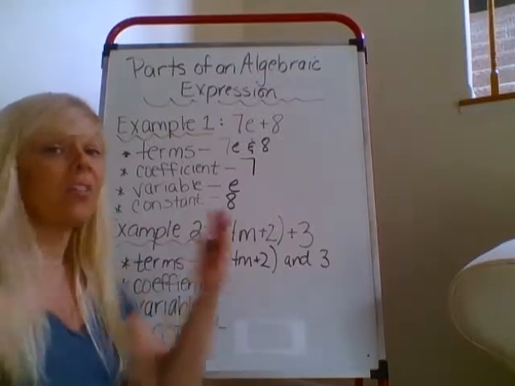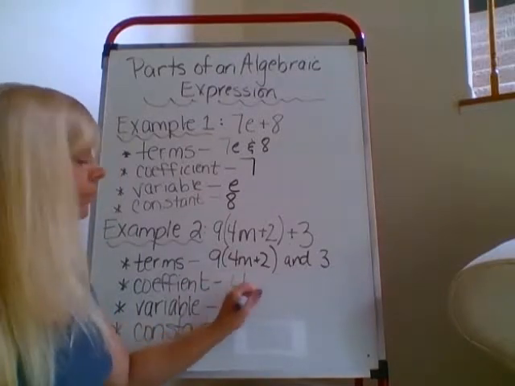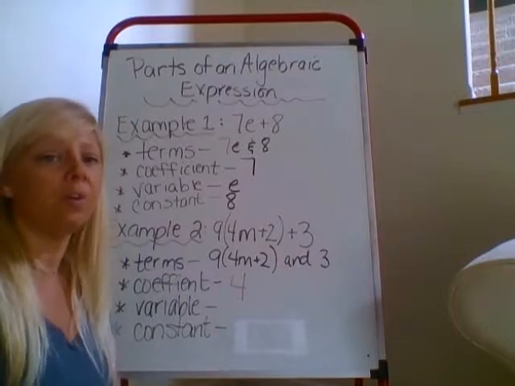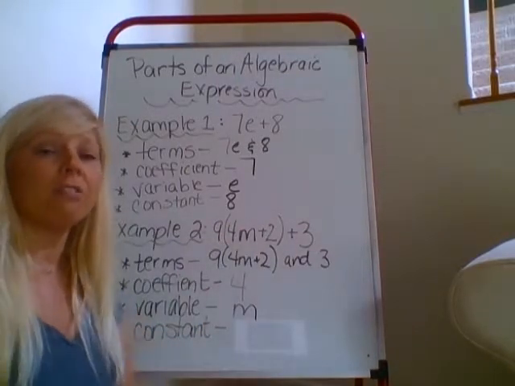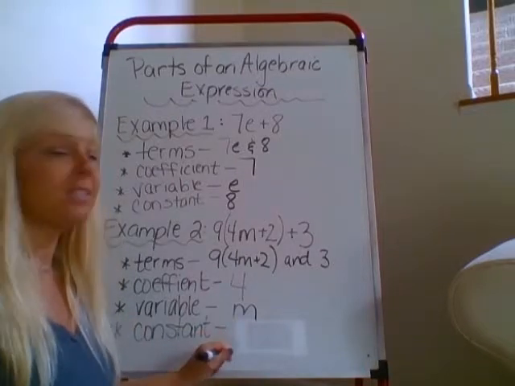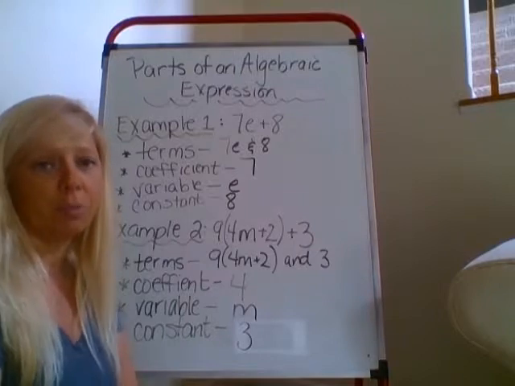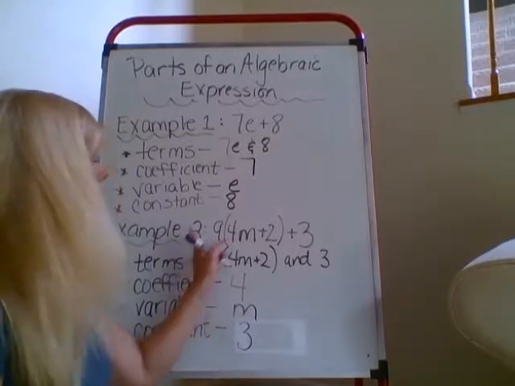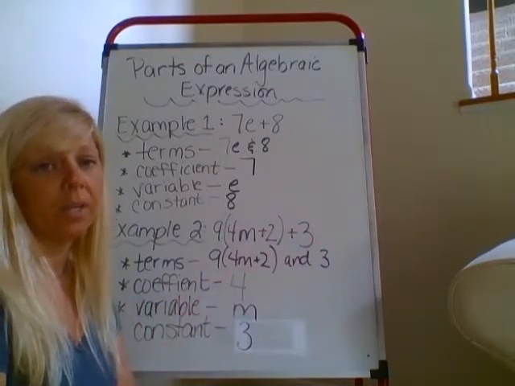Okay, so if I'm looking at the whole algebraic expression, the coefficient is 4. That is the number in front of the letter, in front of the variable, and the variable is m. And again, if I'm looking at the whole algebraic expression, I am constantly adding 3. So that is the constant in this algebraic expression. So I hope this makes a little sense when I talk about this whole thing and identifying the parts of an algebraic expression.